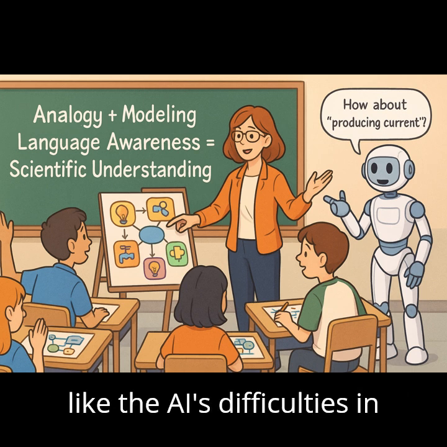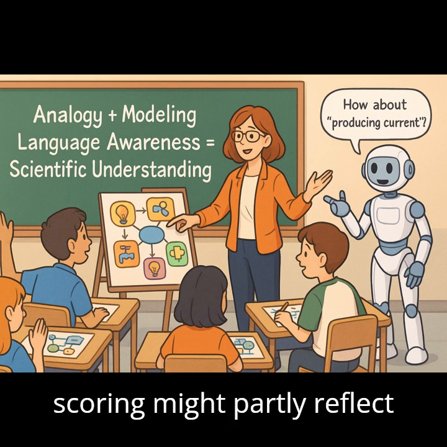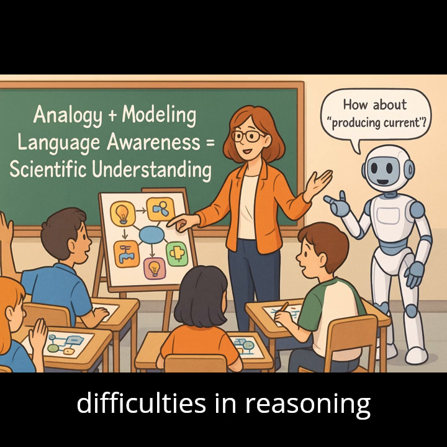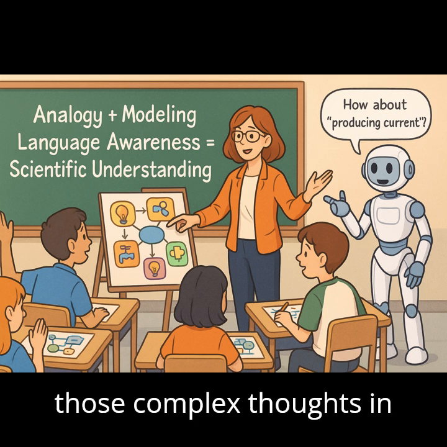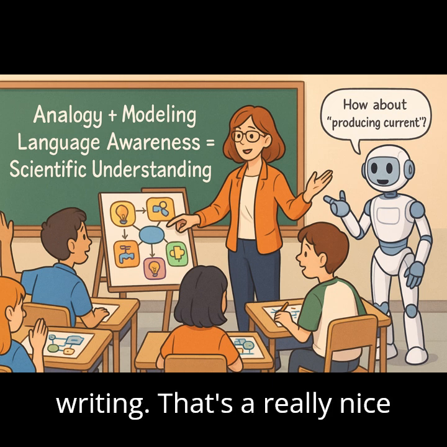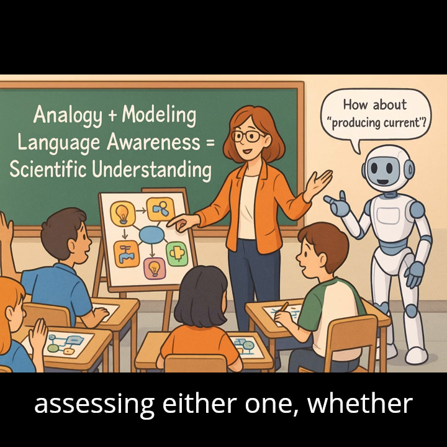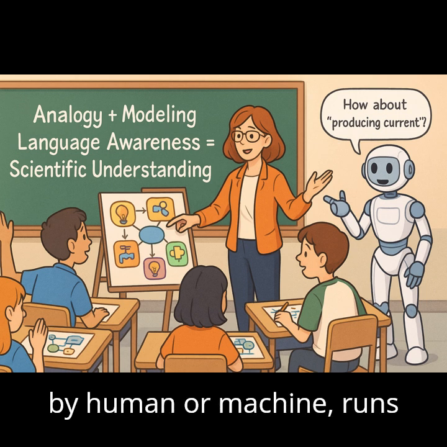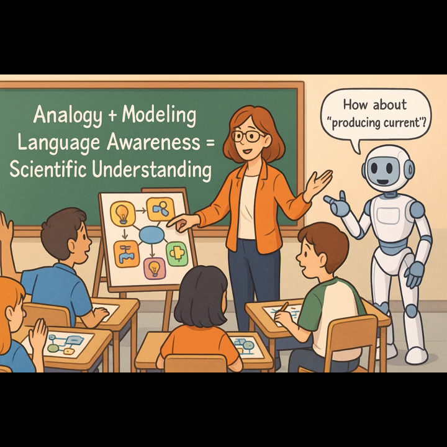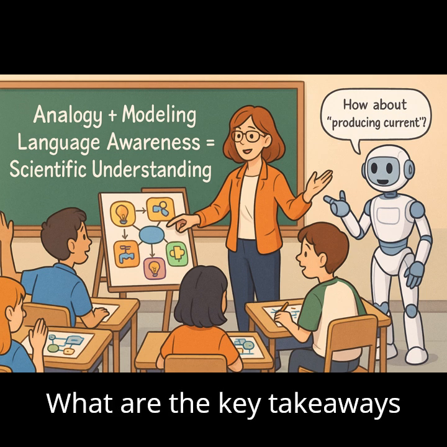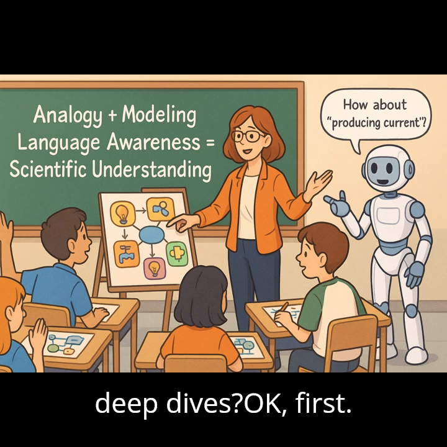So it's almost like the AI's difficulties in scoring might partly reflect the student's own difficulties in reasoning analogically and expressing those complex thoughts in writing. That's a really nice way to connect them. Language and conceptual understanding are deeply tangled, and assessing either one, whether by human or machine, runs into these deep challenges. Okay, so let's boil this down. What are the key takeaways for listeners from these two deep dives?